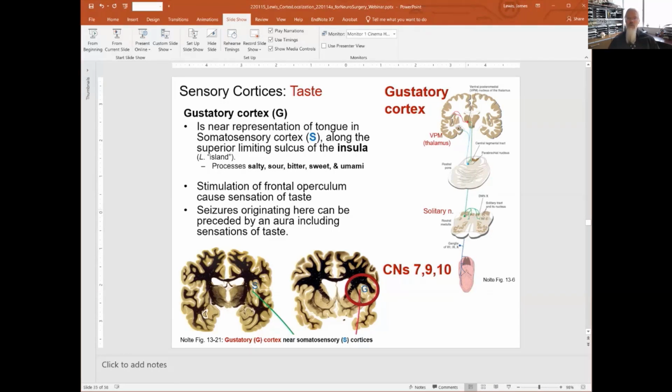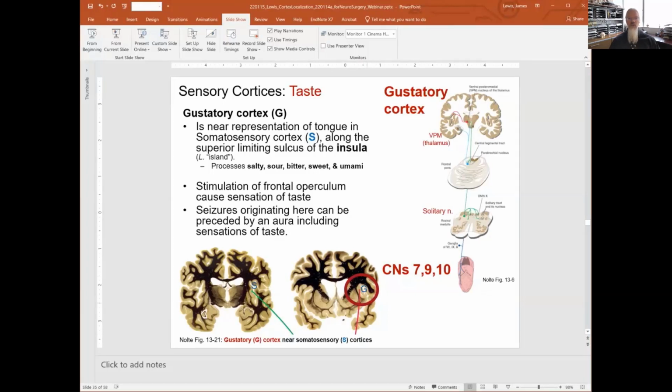That's going to work its way up to the solitary nuclei, going through, works its way to the thalamus, then to the superior limiting sulcus of the insula, here in area G, gustation. So your primary sense of taste is up around in this area. Stimulation up here causes sensation of taste, and seizures sometimes can be preceded by an aura, including a taste sensation.